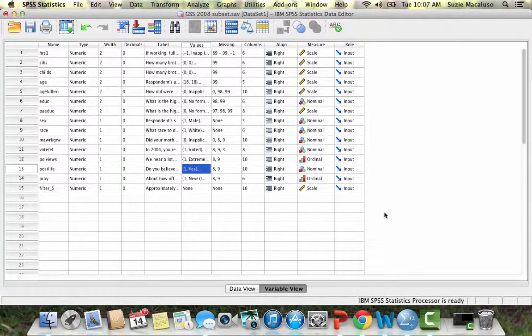In this session, we are going to be talking about how to calculate an ANOVA, or a one-way analysis of variance, using SPSS. So you'll notice that I've already opened the General Social Survey 2008 subset, which is available on OpenClass in, I believe, week 1 or week 2 of the modules. So once I'm here, I'm going to figure out which variables I'm going to use. I'm going to use pray as my grouping variable.